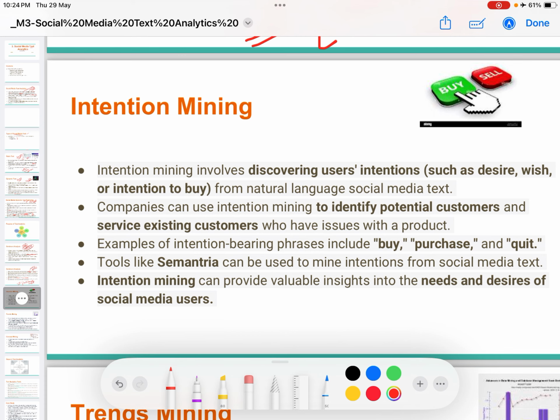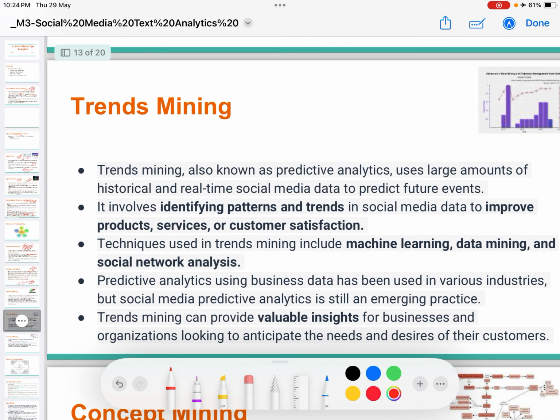Intention mining involves discovering user intentions such as desire, wish, or intention to buy from natural language social media text. Companies can use intention mining to identify potential customers and serve existing customers who have issues with a product. Examples of intention bearing phrases include buy, purchase, and quit. Tools like Semantria can be used to mine intentions from social media text. Intention mining can provide valuable insights into the needs and desires of social media users.